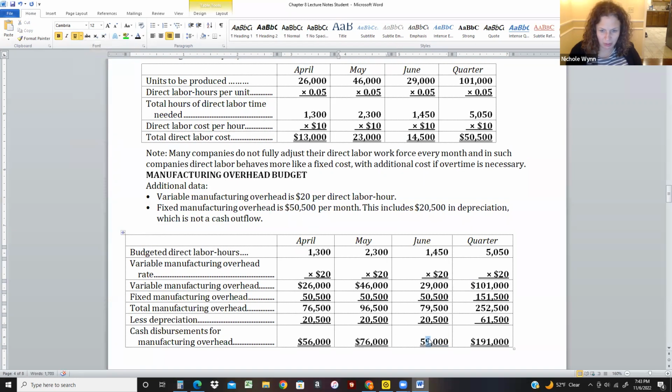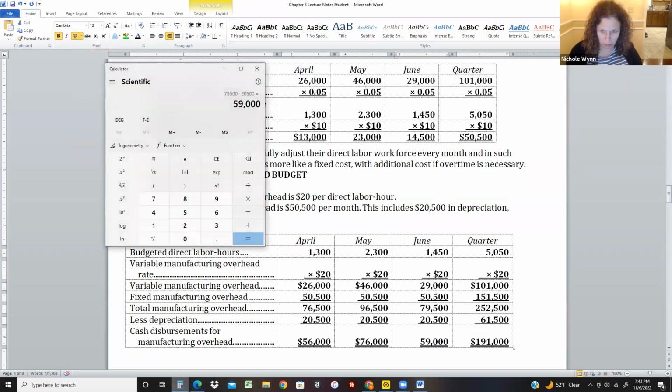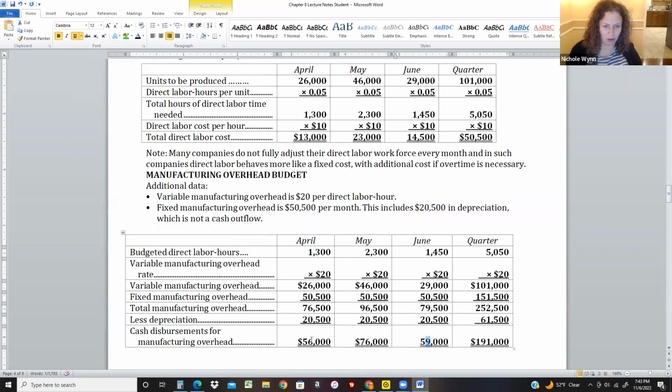So 56, 76, and 59 should equal the total in that bottom right corner. 56, 76, and 59. 191. And 191 is also 5,050 times 20 plus 151.5 minus 61.5. 191. Okay, all good information.